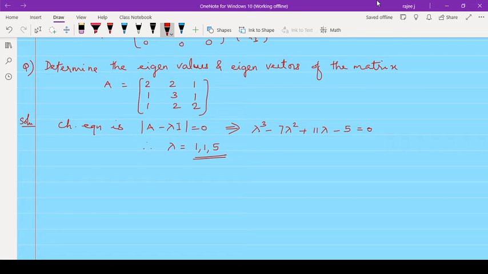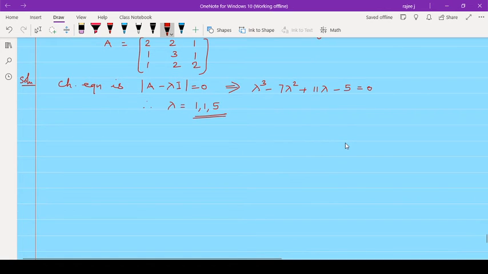And how will you understand that there are three roots? Because this is a third degree equation, and a third degree equation will have three roots. So the roots are 1, 1 and 5. Here 1 and 1 are repeated roots. So this is case 2, type 2 problem, that is when the eigenvalues are repeated. So here also the process is the same.